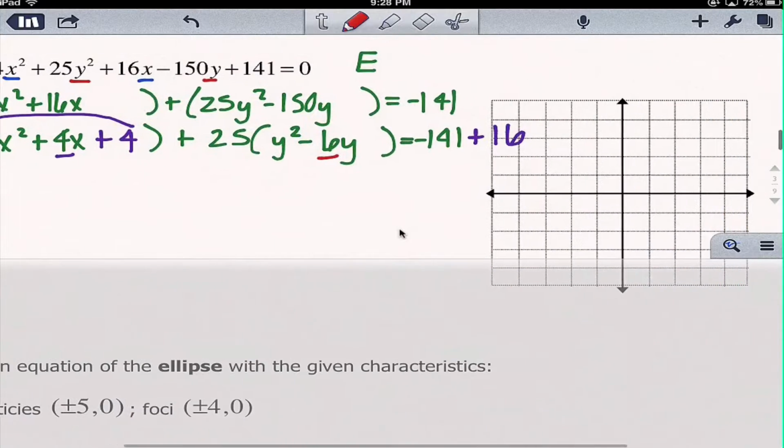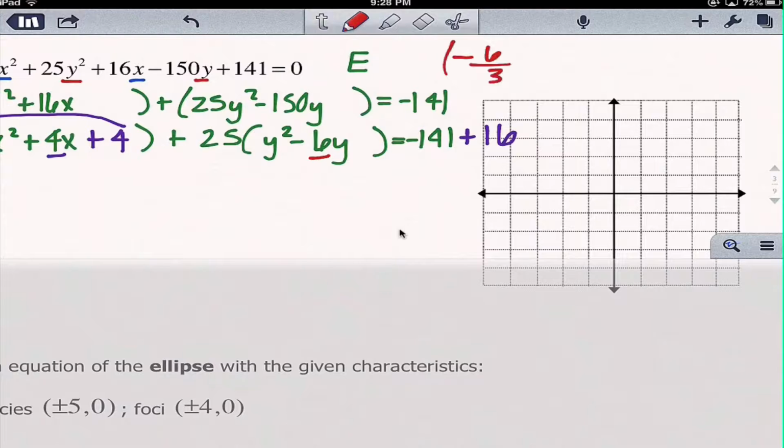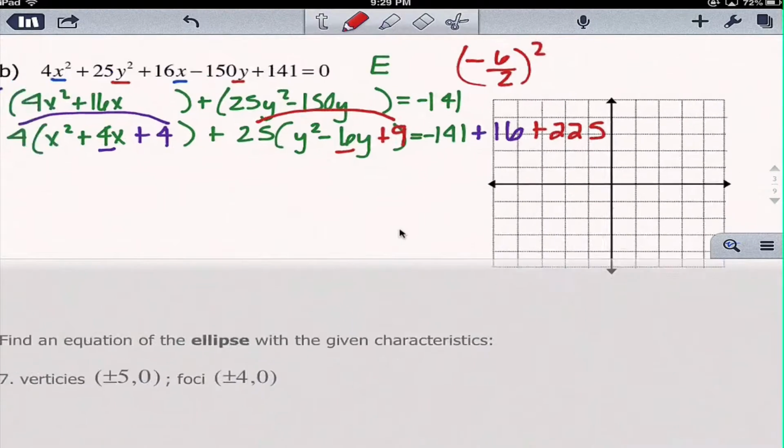Okay, my other one, I'm taking that -6 and dividing by 2, which is -3. Sorry, my brain is just thinking too quickly here. -3 squared is 9. So what I'm going to have to do here, I'm going to have to do 25 times 9, and that is what I'm going to have to add to the other side. So when I do 25 times 9, that becomes 225. So I'm going to go ahead and put that on the right side of the equation.